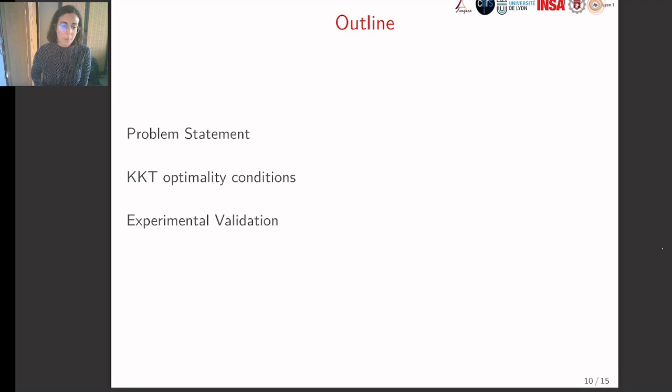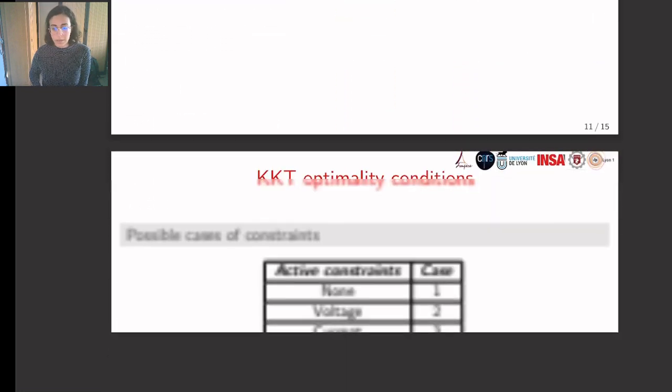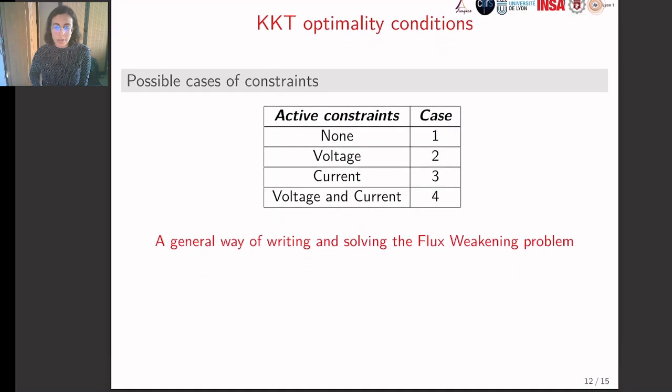So, after presenting the problem, I'll be giving the Karush-Kuhn-Tucker optimality conditions, which is hopefully just a framework in which we can solve this problem, and finally experimental validation. So the Karush-Kuhn-Tucker optimality conditions is basically solving for these 4 cases: when no saturation is active, so we don't need any field weakening, when the voltage saturation is active, when the current saturation is active, and when both voltage and current saturations are active.